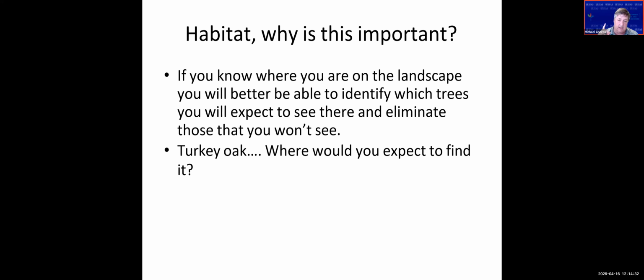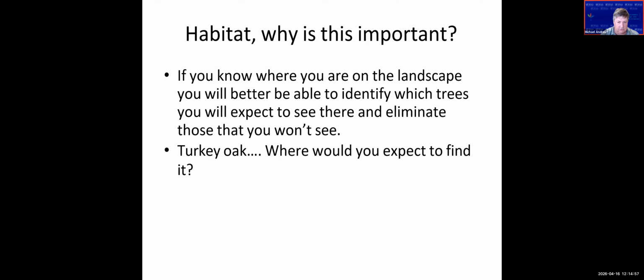However, understanding where a tree would naturally grow helps you better think about what tree is appropriate if I'm going to plant it in a given site. So still, understanding habitat's important. It may not be as helpful in an urban setting in helping you identify a tree as it would be perhaps in a forested setting. Let me give you a quick example of how habitat can be helpful.